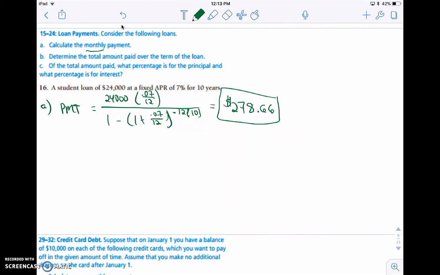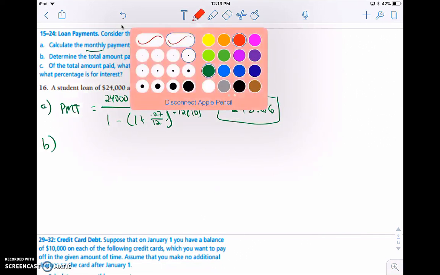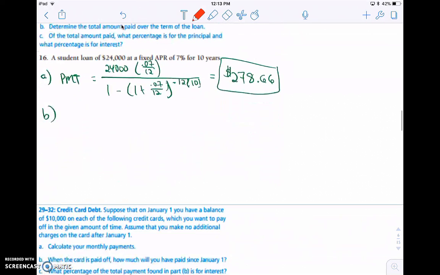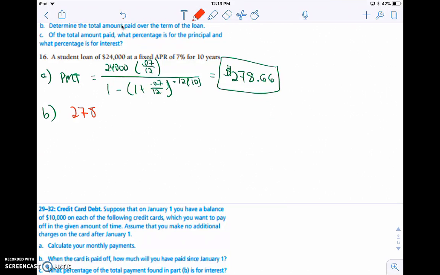Now, if we want to check how much this loan costs us over the full term, how much should we actually pay? Then we're going to take the $278.66. You make 12 payments a year for 10 years, so you make a total of 120 payments. So we multiply all of these out, and we get $33,439.20. So notice that we paid quite a bit in interest.